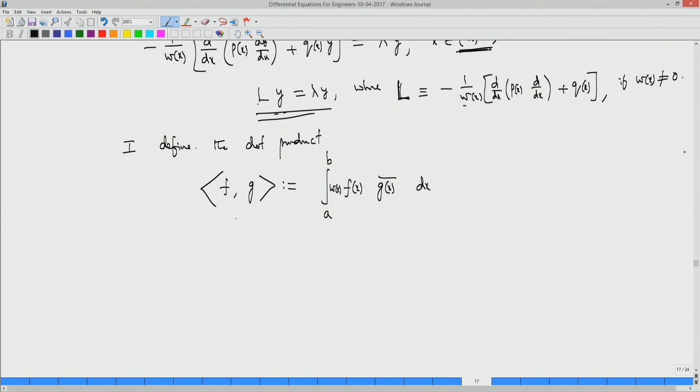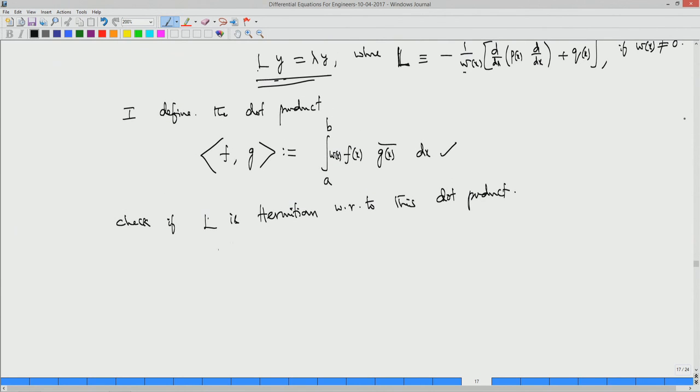So, with this dot product I want to see whether L is Hermitian. Check if L is Hermitian with respect to the above dot product. What is the meaning of L is Hermitian? You want to verify that (Lf, g) equals (f, Lg) for every f(x) and g(x). This is what you want to check.